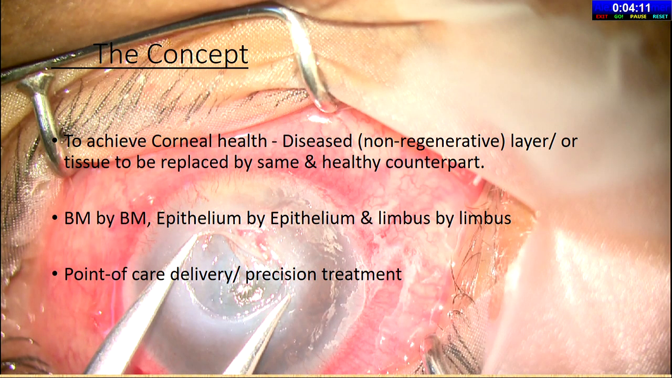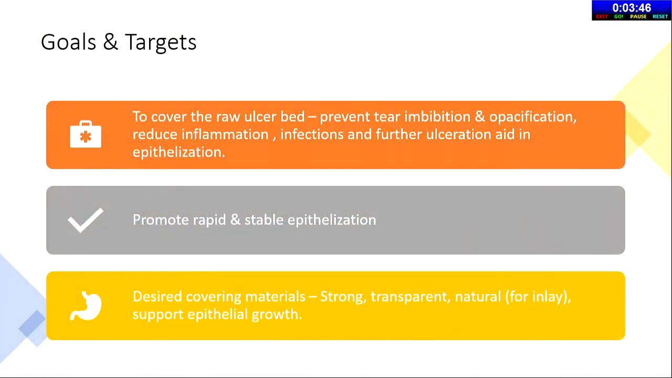The concept of healing of these ulcers is to replace a very minimal amount of known diseased part with a healthy part, like a Bowman's membrane to be replaced by a Bowman's membrane, epithelium by epithelium, limbus by limbus, not to disturb the entire cornea. That is to deliver a point of care therapy. So the goals for these ulcers are to cover the raw ulcer bed, to prevent tear imbibition and opacification, to reduce inflammation, infections and further ulcerations, and aid in epithelialization, promote rapid epithelialization and stable epithelialization.